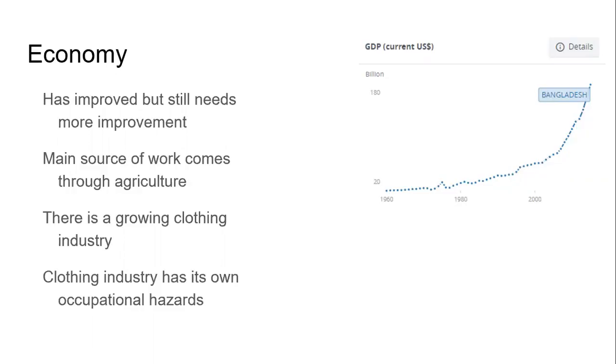Poverty is still a big issue with it. The main source of work comes through agriculture. However, the clothing industry is growing, but with that comes its own occupational hazards.